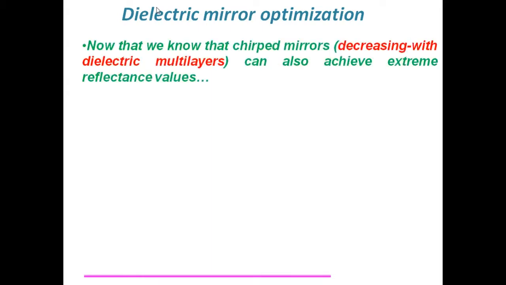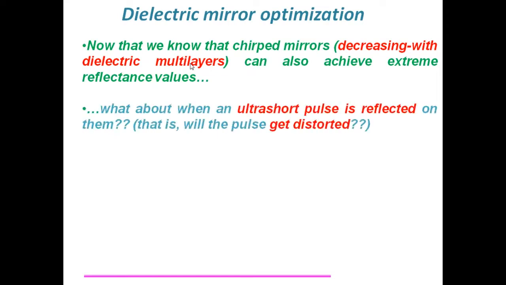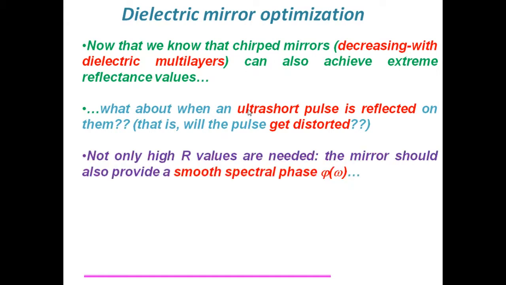how can we optimize such mirrors? Well, now that we know that with decreasing widths of the layers we can achieve high reflectance values, what about when a short pulse is reflected on them? What about when a pulse is reflected on such decreasing-width multilayers?